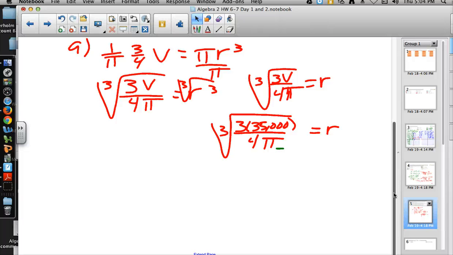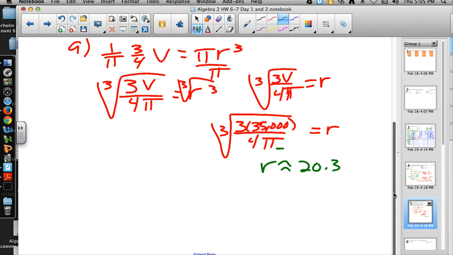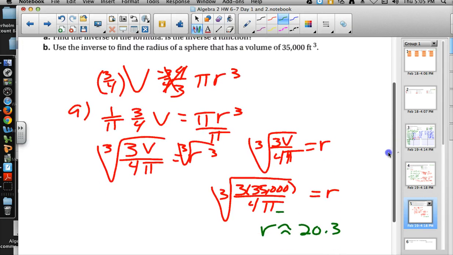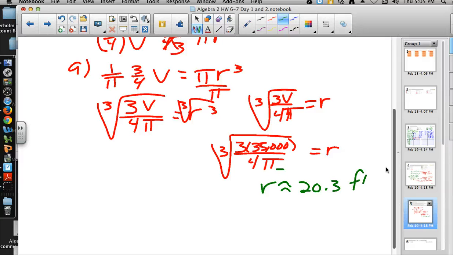And that is 8,355.634, and so on. And then use that math number 4 button, which is cube root, with that answer. And it is approximately 20.3. I better look up, but I believe all of this was in feet. Yep, cubic feet. So this is feet when we're looking for the radius there.